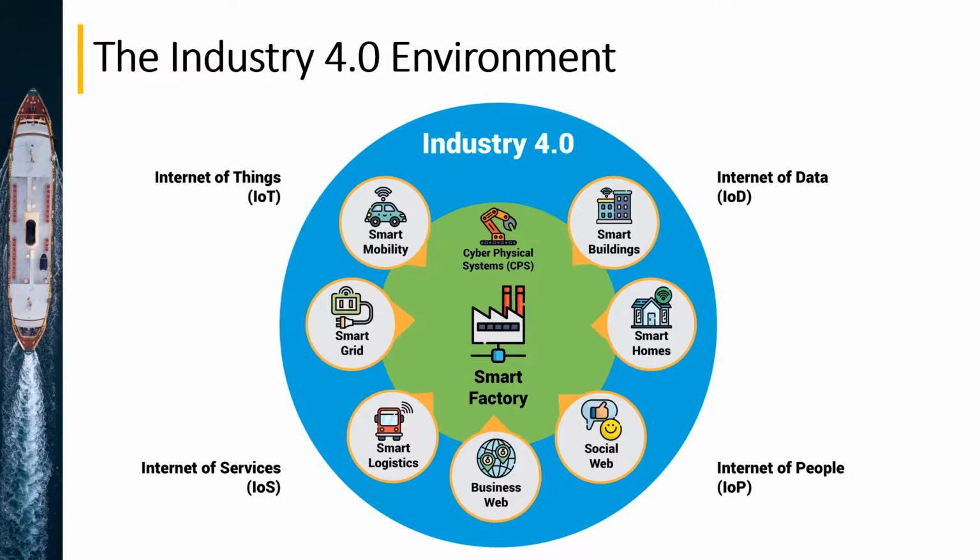And social web is basically social media like Facebook, Twitter, and Instagram. Smart homes is basically we will be putting sensors in our homes, from smart door locks to toasters to refrigerators. Basically, all the devices in your house will be able to connect with each other.